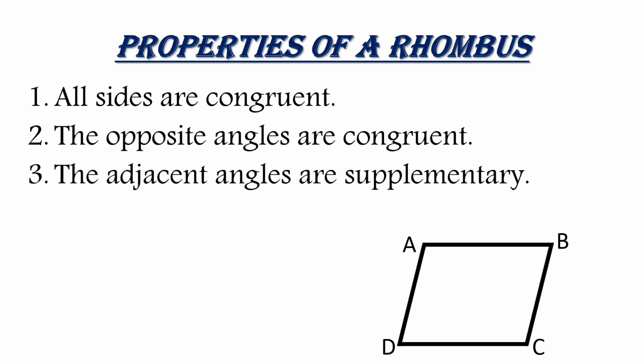The adjacent angles are supplementary. Here angle A and angle B are adjacent angles and they are supplementary. Supplementary means sum of these two angles is 180. It means measure angle A plus measure angle B equals 180. Angle B and angle C are also adjacent angles and they will also be supplementary. Angle C and angle D are also adjacent angles and they will also be supplementary.